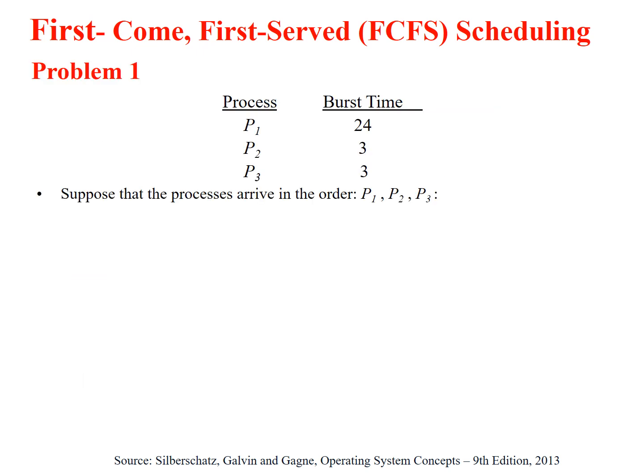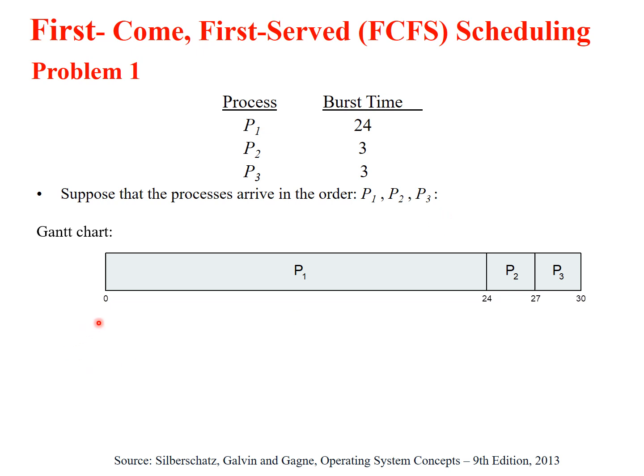Let us see a few problems in FCFS scheduling. These are the three processes P1, P2, P3 and the burst times are 24, 3 and 3. Let us assume that the processes have arrived in the order P1, P2 and P3. The Gantt chart for the problem is this. P1 will begin at time 0, it will end at 24. P2's burst time is 3, so it will end at 27. And P3's burst time is 3, so if it begins at 27, it will end at 30.